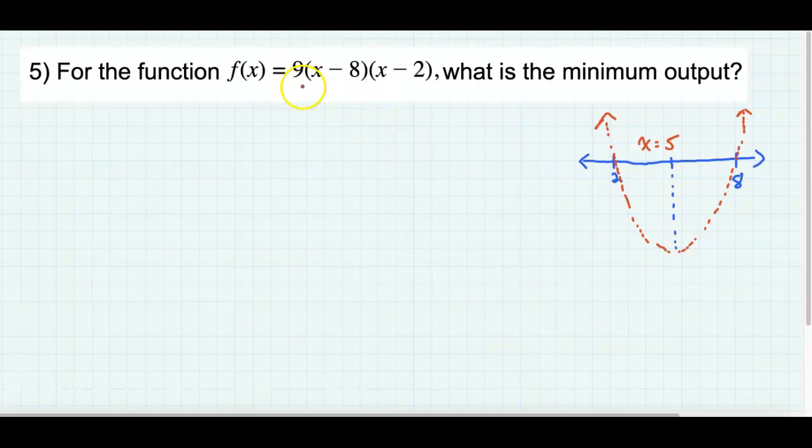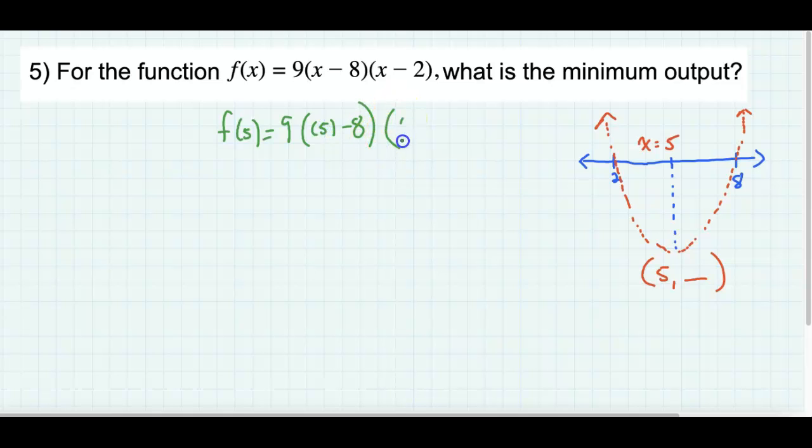Now, so how are we going to determine what the minimum value is at this point? Well, we know the x value is 5. So what is our y value? All we have to do is substitute the value for x for that. Okay. So let's find out what that is. So this is just f of 5, right, equals 9 times, and I'm going to substitute 5 in for x.